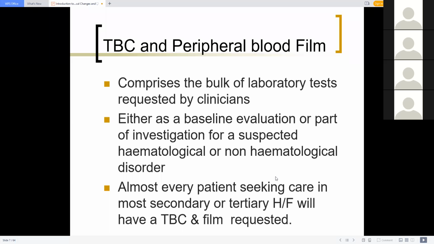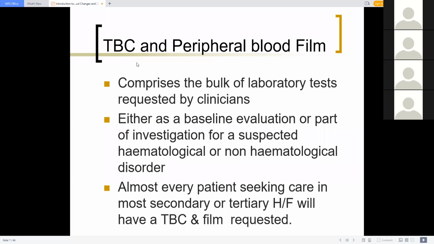So we have total blood counts, and then we have the peripheral blood film that we use to describe the morphological changes that the red cell may take, and we are able to see them under the microscope on a stained peripheral blood film, all right?